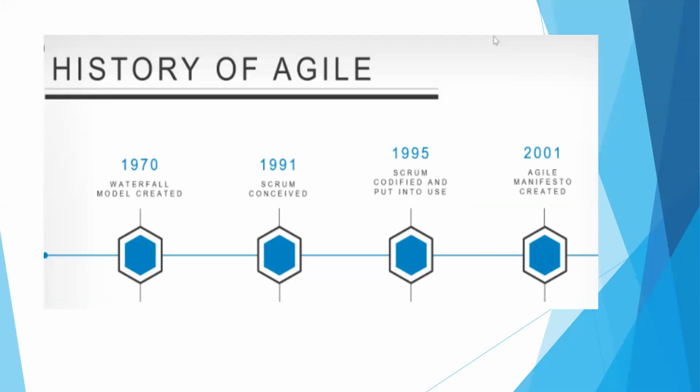And a bit of history. Waterfall has been around since 1970. That's when the waterfall method became popular and was used. Scrum was conceived in 1991. Scrum was codified and put into use in 1995. But the Agile Manifesto came by 2001.